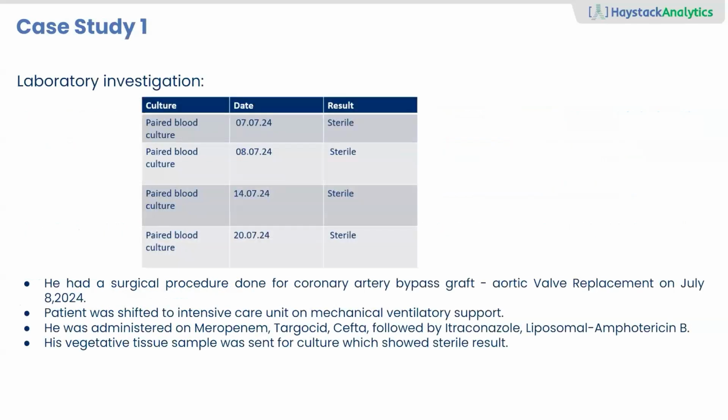Next. All the blood cultures came sterile. Repeated blood culture was sterile. So they know the diagnosis, but they are not able to tell which organism, because blood culture is negative and the patient is already on antibiotics. So in endocarditis, it is very difficult. So he had a surgical procedure done with a bypass graft, and they sent the vegetation to us. Then the patient was shifted to intensive care with mechanical ventilation, and they started antibiotics. His vegetation sample was sent for culture. That also came negative. The vegetation tissue was also negative.